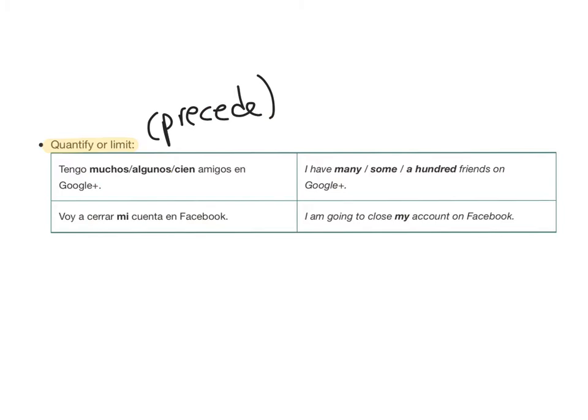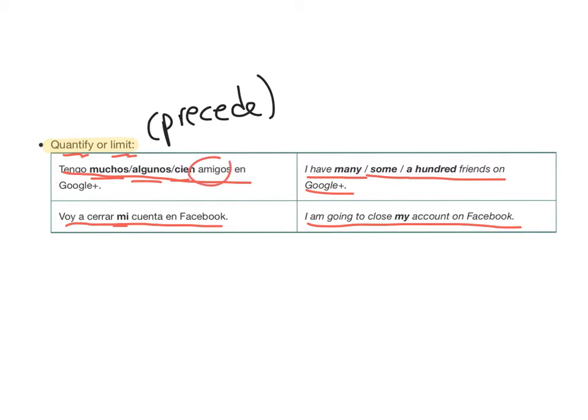Here are some times when adjectives precede the noun. First of all, to quantify or to limit. Tengo muchos o algunos o 100 amigos en Google+. I have many, some, or 100 friends on Google+. Voy a cerrar mi cuenta en Facebook. I'm going to close my account on Facebook. So all of these words, muchos, algunos, 100, and mi, are adjectives that quantify or limit the noun. So they come before.